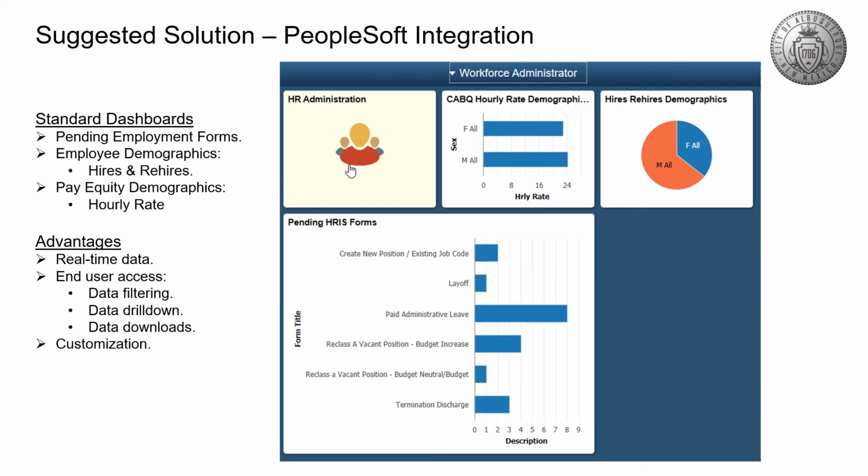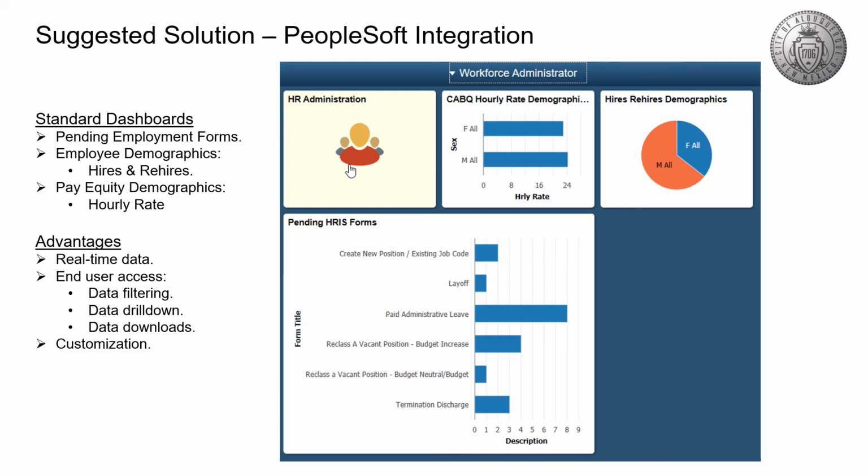Now, some examples of some dashboards I've created are pending employment forms. So these are all forms that need some kind of management intervention. So if the user clicks on this tile, they will get a list of all the different types of HRIS forms that are pending, and the employment analyst or manager that needs to sign off on those forms will be listed. So managers can follow up with their employees to make sure that these forms are approved and employment actions are taken.